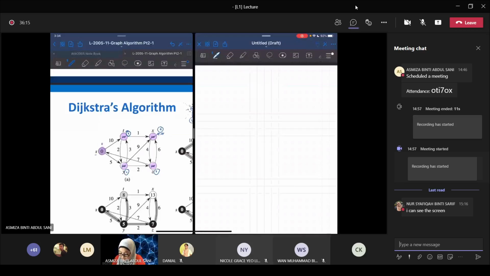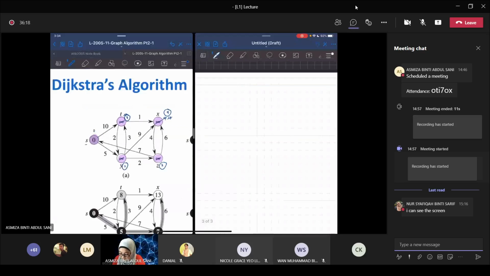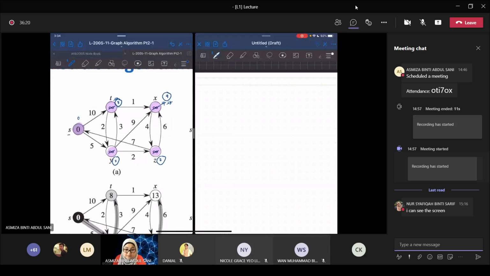Okay, so you can actually calculate the distance by keeping track of a distance table. Let's say for example, in this case we have nodes S, T, X, Y, and Z, right? So these are the nodes that we have.